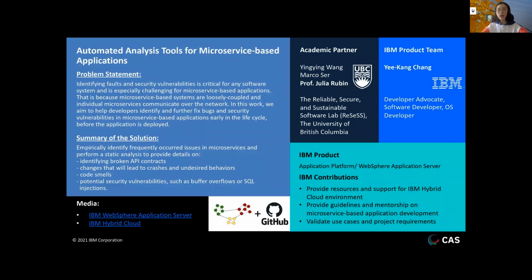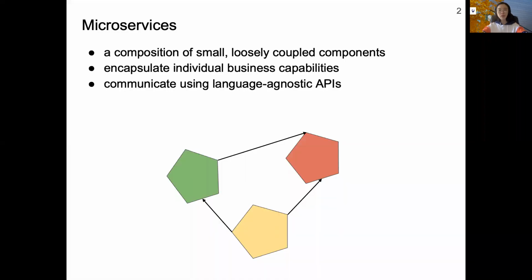I work with Marco Xia and Professor Julia Rubin at UBC, and also with Yikang Chang from IBM on the project to develop automated analysis tools for microservice-based apps.